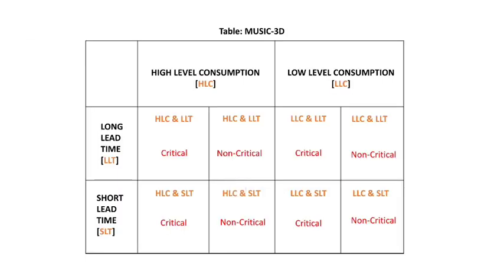Just do note, we have at the top high level consumption, HLC, and low level consumption, LLC. On the column we have the lead time, the long lead time, LLT, and the short lead time, SLT. Of each of these values we have which is critical and non-critical functions. You can see it is highlighted in different colors.